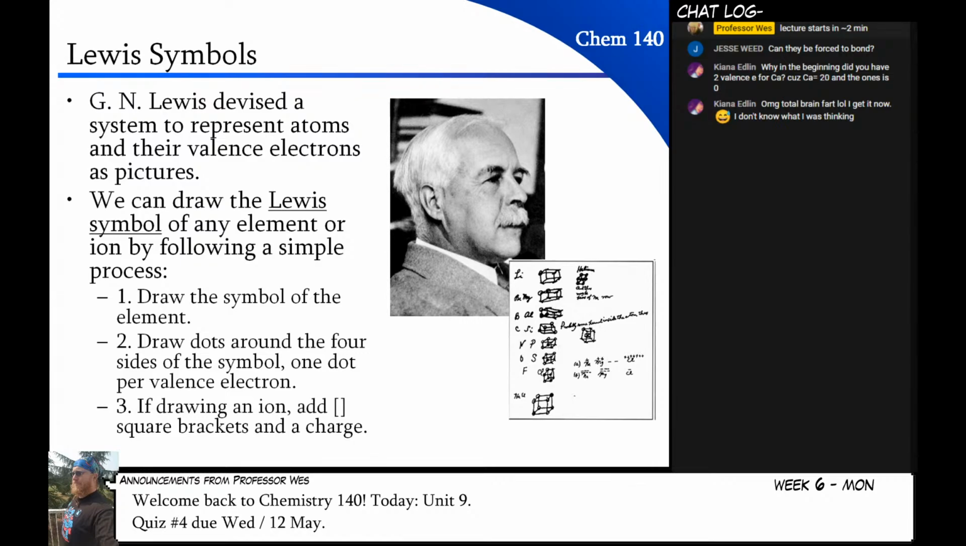We're going to call this the Lewis symbol. So the Lewis symbol of any element or ion is done in the following 3-step process. Step 1, draw the symbol of the element. Whatever element it is, just write its atomic symbol. Step 2, put dots around the symbol, 1 dot per valence electron. And then step 3, if it's an ion, put square brackets and write the charge on it.